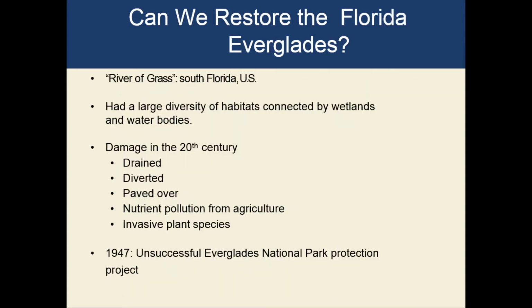Can we restore the Florida Everglades? The Florida Everglades, better known as the River of Grass, found in South Florida, US, had a large diversity of habitats connected by wetlands and water bodies. It was damaged in the 20th century because it was drained, diverted, paved over, and affected by nutrient pollution from agriculture and also the introduction of invasive plant species. There was also the unsuccessful 1947 Everglades National Park Protection Project.